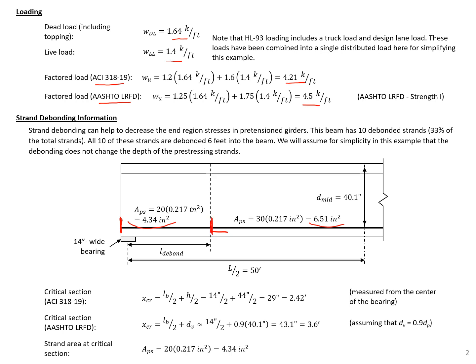So our critical section we're going to take as h/2 from the edge of the bearing for ACI, and d_v away from the edge of the bearing for AASHTO. So these are going to be the two values that we use for our critical section in this example. And then you can see the strand area at the critical section for both of these designs is going to be 4.34 square inches.